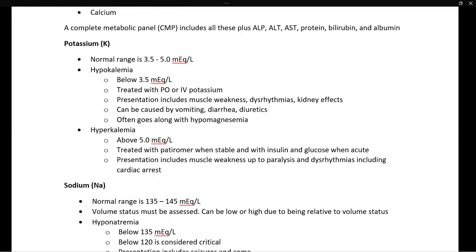Hyperkalemia is the term for an elevated potassium level. This would be treated with patiromer if the patient is stable, or insulin and glucose if the patient is unstable. A presentation for hyperkalemia includes muscle weakness up to paralysis, as well as dysrhythmias up to cardiac arrest.